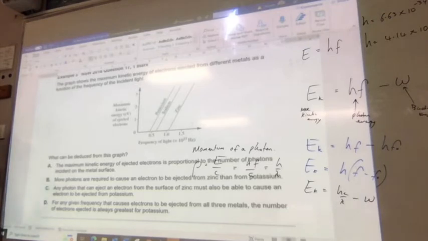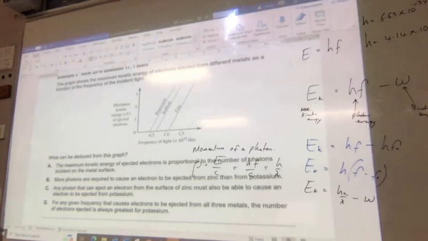Can that be deduced from this graph about the number of photons? No, this graph doesn't give you intensity. It doesn't tell you how many photons. It's just, remember, individually about the kinetic energy. All right. Then, what's the next one? More photons are required to cause an electron to be ejected from zinc than from potassium. More photons. That implies that you need to hit the same electron with lots of photons. No, that can't be right, okay?